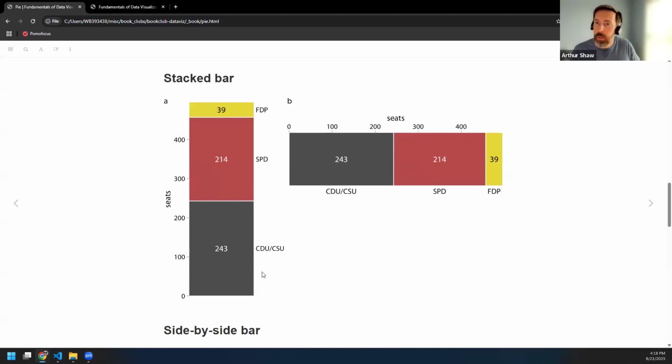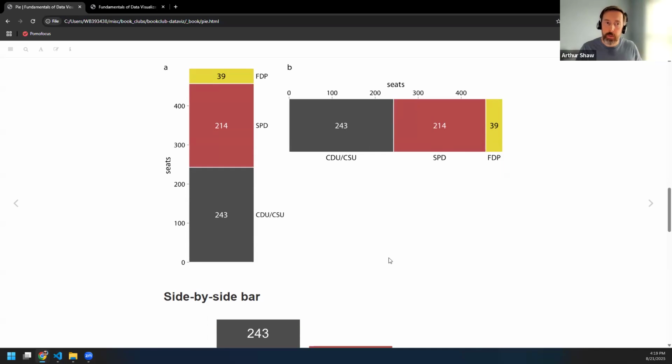And maybe the labels could be changed, or we could just have a vertical line right here that would show where the majority lies. Then you could see that this coalition or single party falls slightly short of the majority, and that this coalition, if they form as a coalition, could be the majority. I feel like that would be a far better way to do it.